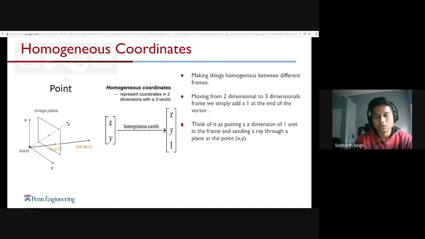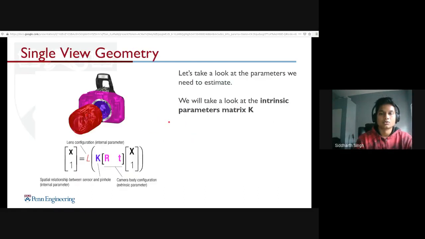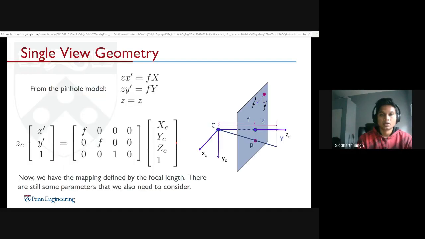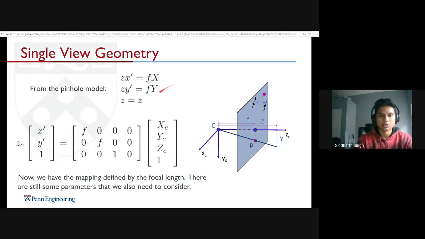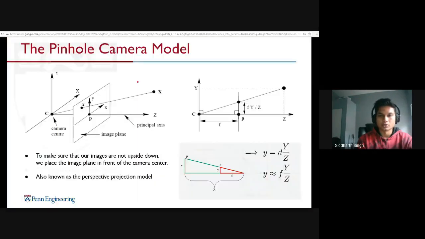All right. So now let's take a look at all the parameters that we were talking about a couple of slides ago. The first parameter that we'll talk about is this K, which is internally inside the camera as a lens. So if we go back to the pinhole model, we saw it in a 2D plane, just one dimension, just finding out the y, and we know the focal length.